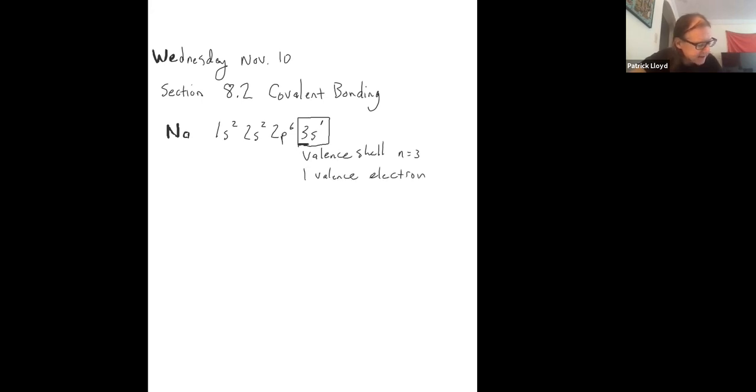So we represent that valence electron, not the core. These are all core electrons here. We're going to represent that valence electron with just a single dot. And we're going to argue that that shell is the shell that will be available for forming bonds with other atoms. So for example, if I were to take a hydrogen atom, which is 1s1, there's only one electron. So this is our valence shell, and there's one valence electron.